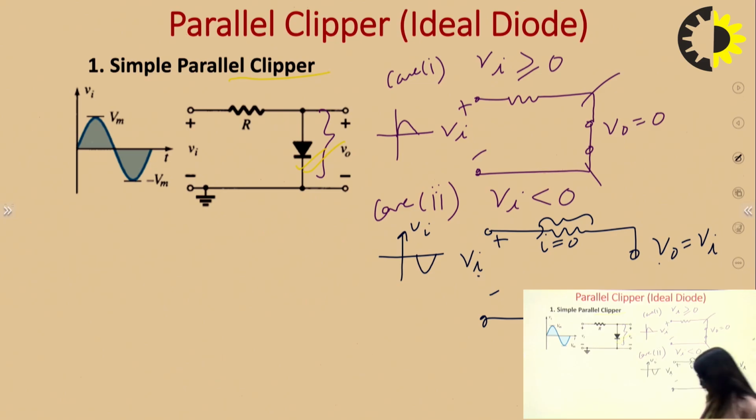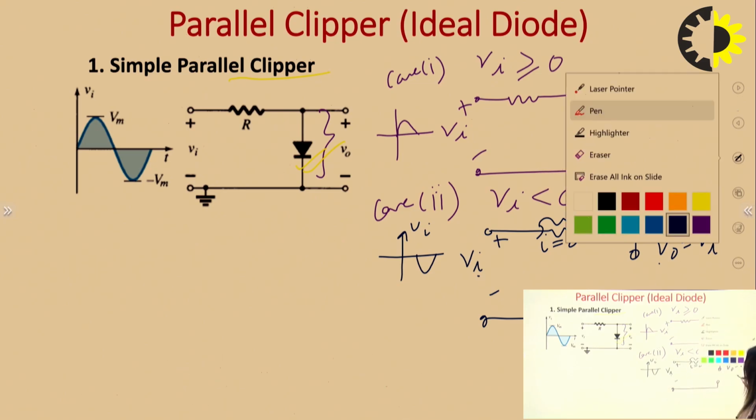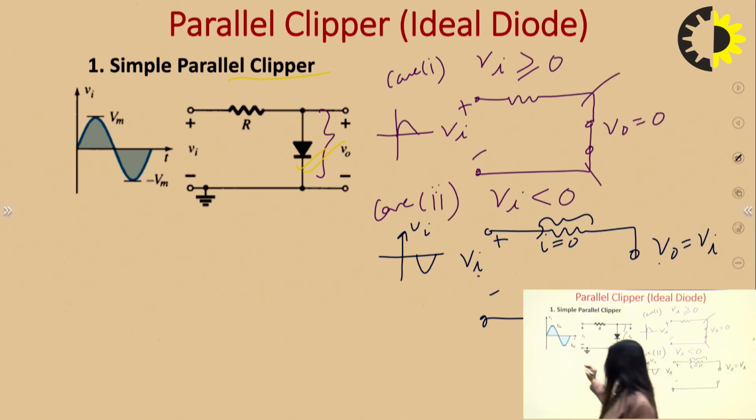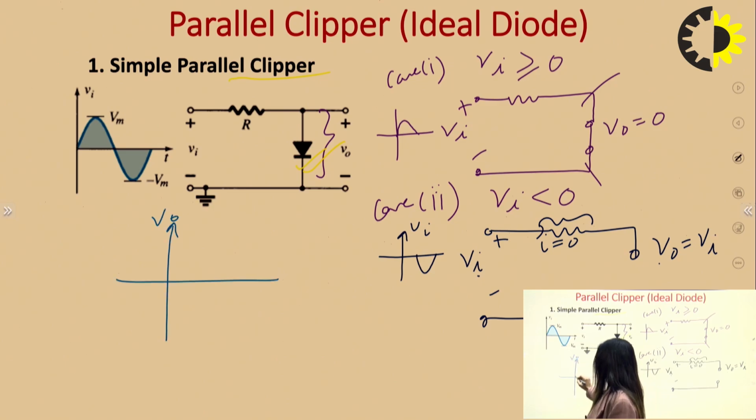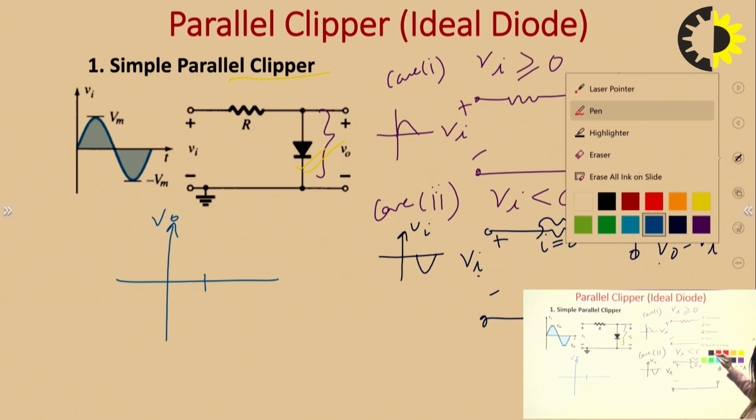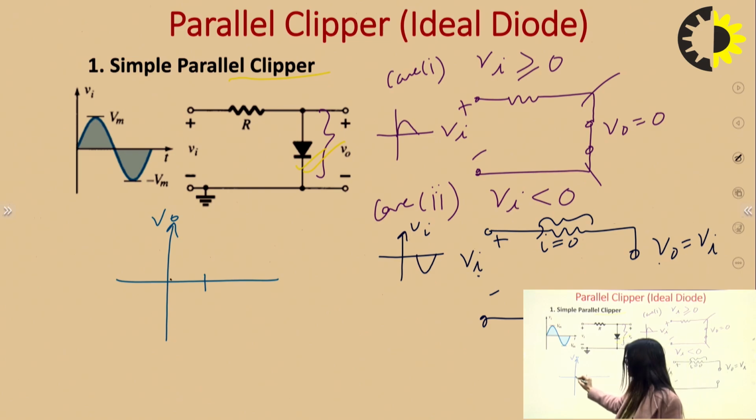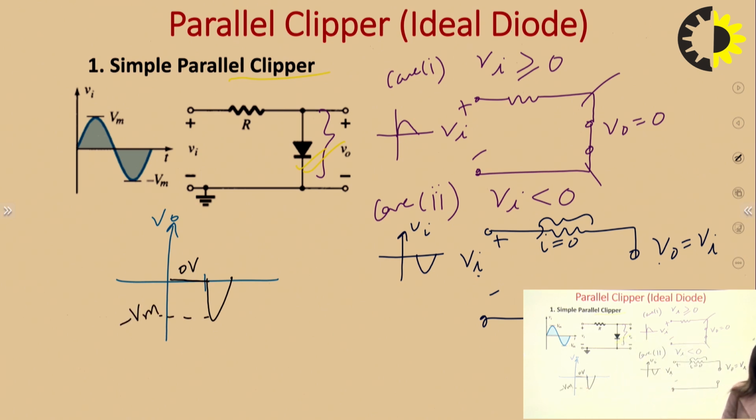So we can make the output waveform VO, draw this output. For this particular part, this voltage is equal to 0 volt, otherwise VO is equal to Vi. In this way, we can make the diagrams of the particular circuit. So this is how we do.